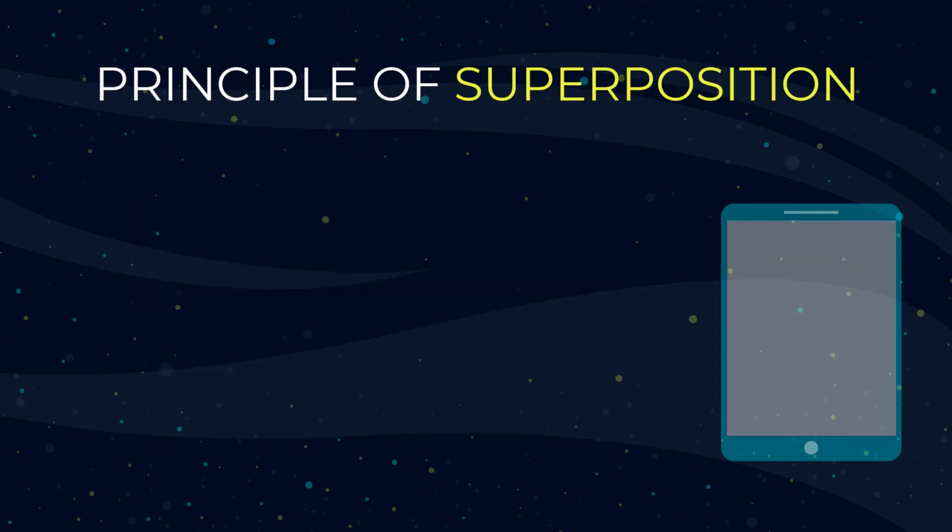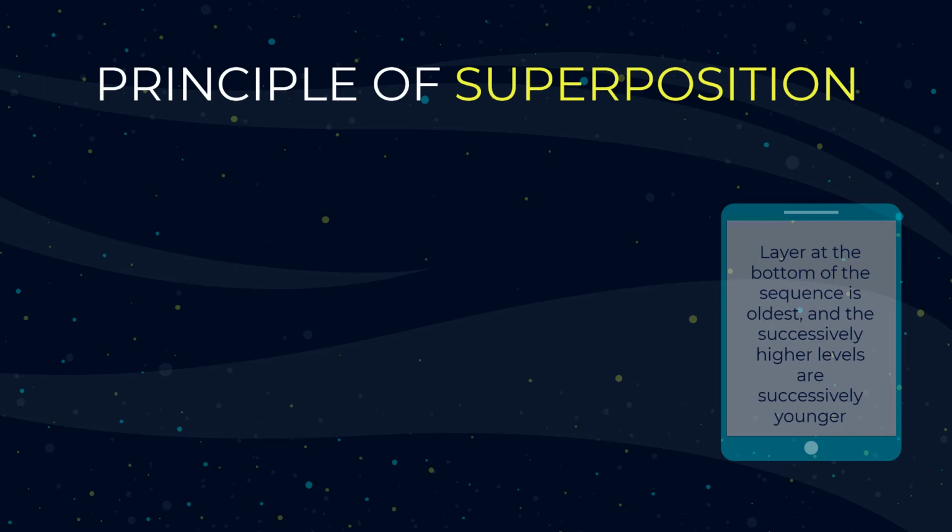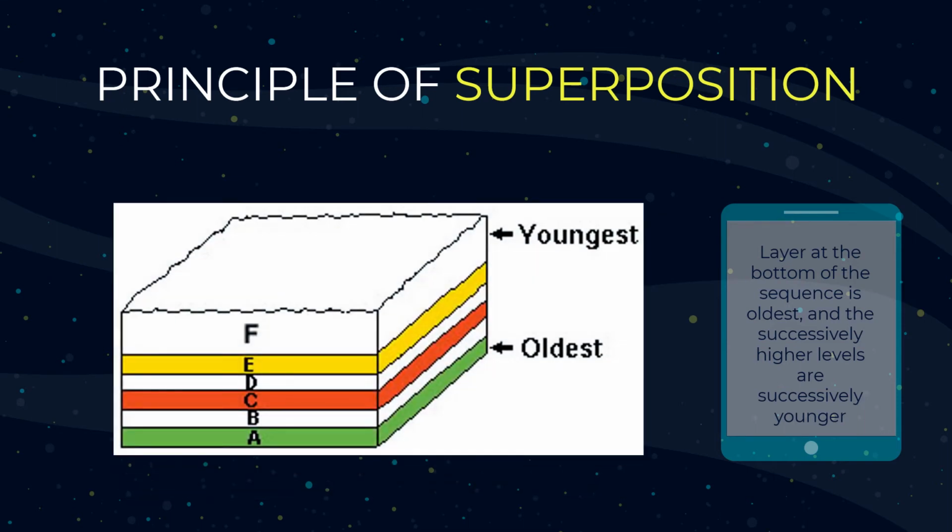Second, we have the principle of superposition. In the sequence of sedimentary rocks, the layer at the bottom of the sequence is oldest and the successively higher levels are successively younger, as shown in this picture. So basically, all you have to remember is that the layers below are the old ones, and the ones nearer to the surface of the earth are the younger layers.